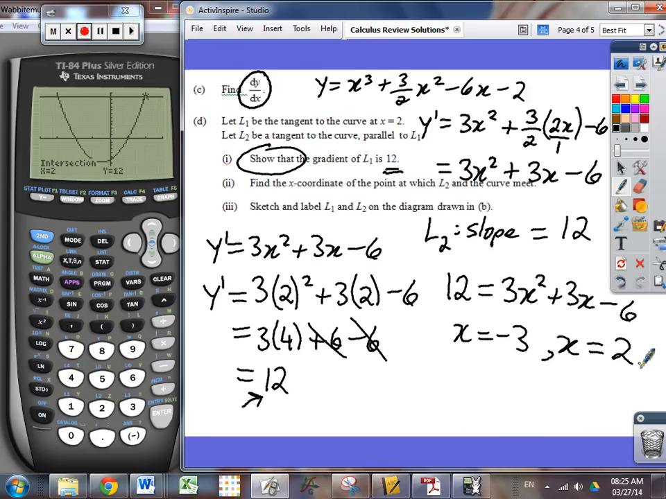You also, by the way, could have solved that by bringing everything to the same side of the equation, getting a 0 on the other side, and then either factoring or using the quadratic formula. Now there's no surprise that the slope is 12 when x equals 2, because that's what happened in line 1, right? When x was 2, our slope was 12. So no big surprise. The one I'm interested in is this other one. There's another point, you see, and we can see that this other point where they intersect is going to be at -3. So that's the x-coordinate at which line 2 and the curve meet.